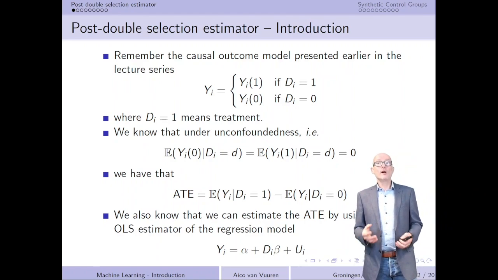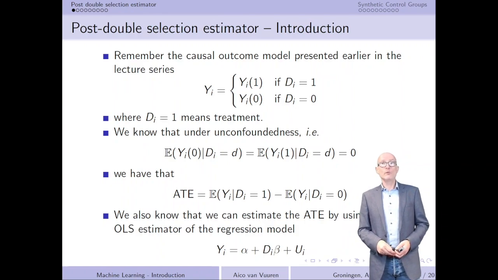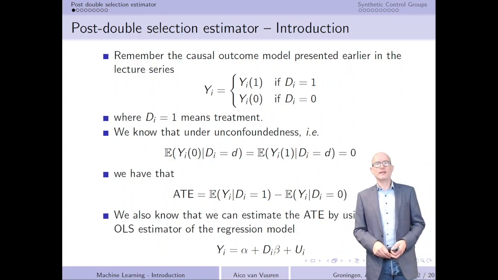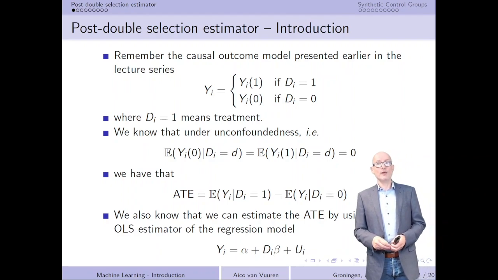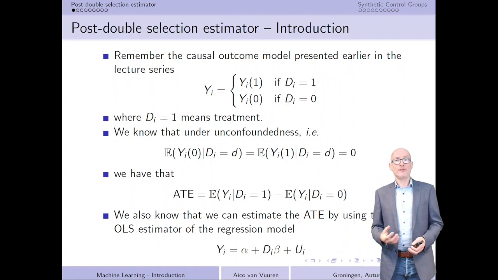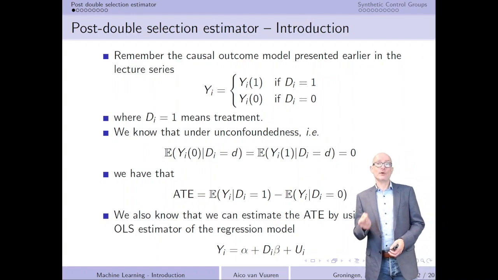There are different ways in which we can estimate it. One way to do that is to write it as a regression equation, where on the left hand side we have yi, and on the right hand side we have alpha plus di times beta plus ui. Then we can show that under unconfoundedness the beta coefficient is exactly equal to the average treatment effect.